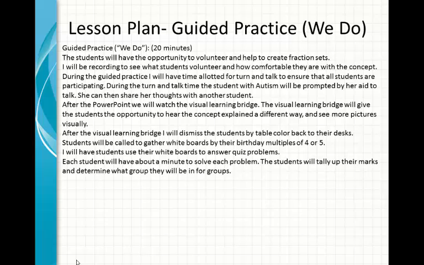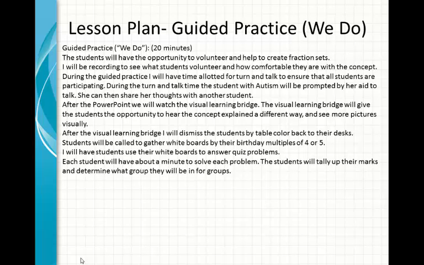Lesson plan, guided practice, we do. The students will have the opportunity to volunteer and help to create fraction sets. I will be recording to see what students volunteer and how comfortable they are with the concept. During the guided practice, I will have time allotted for turn and talk to ensure that all students are participating. During the turn and talk time, the student with autism will be prompted by her aide to participate. She can then share her thoughts with another student.